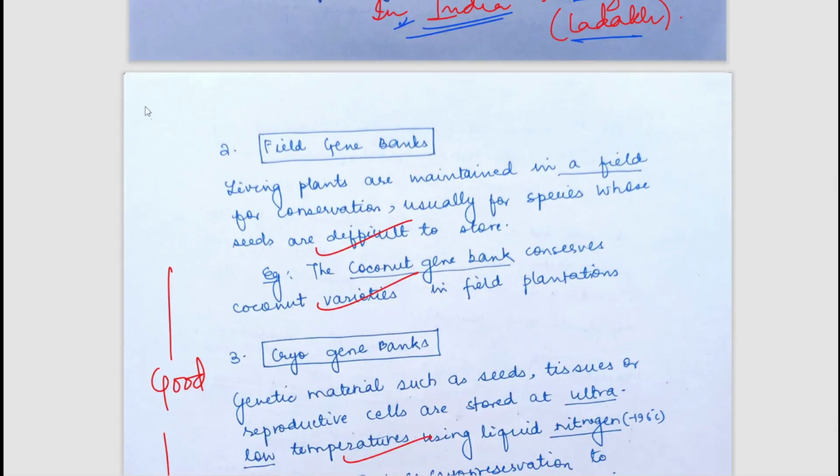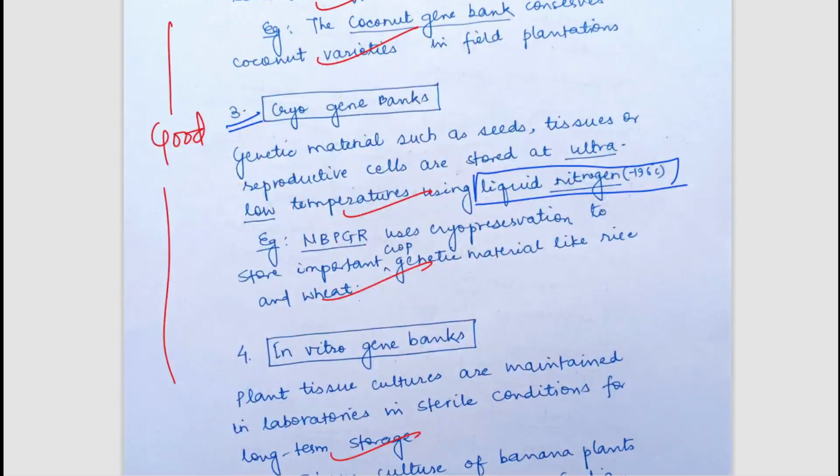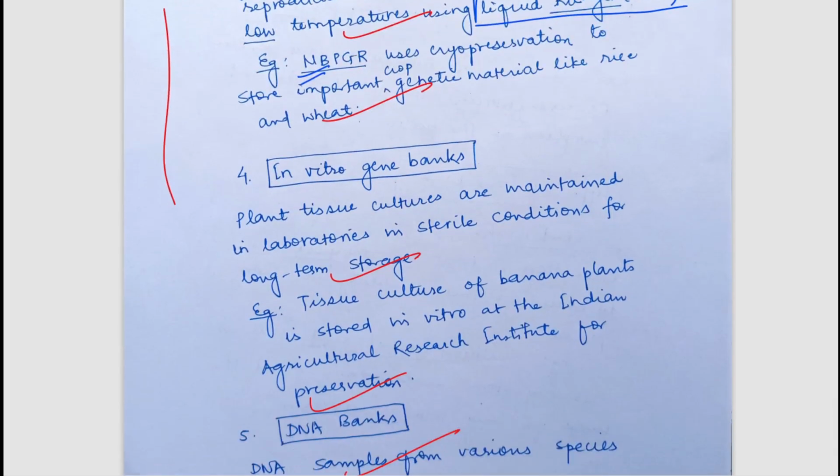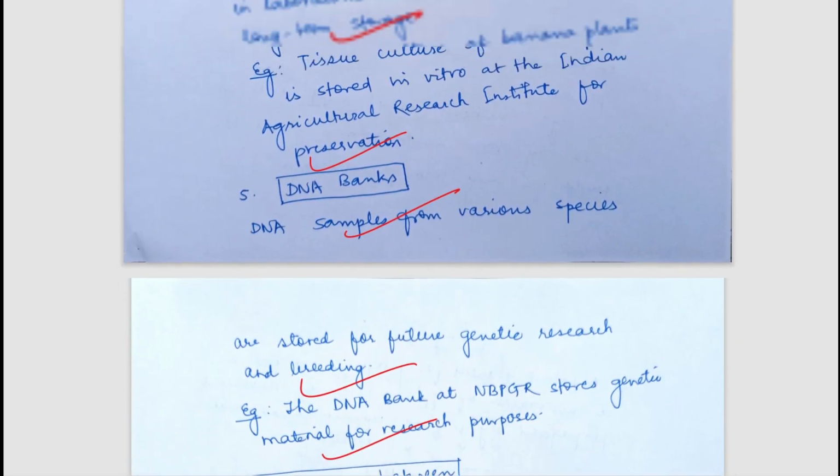We can use field gene banks, that is, in a small field we keep growing that crop so that it is conserved. Then cryo gene banks, that is, preserving the genetic material at ultra low temperatures, generally using liquid nitrogen. For example, the NBPGR uses cryopreservation. We have in vitro gene banks where plant tissue cultures are maintained in laboratories in sterile conditions for long-term storage. We have DNA banks. So these are some of the types of gene banks.